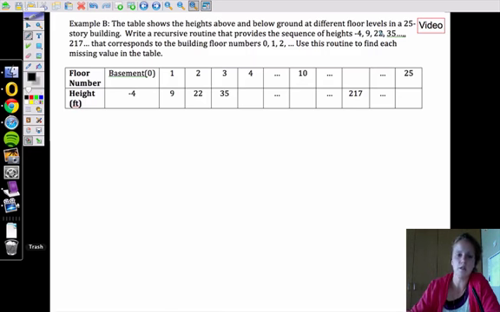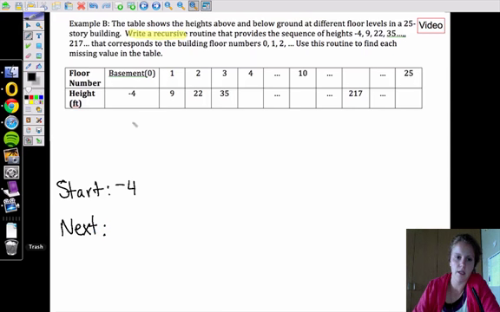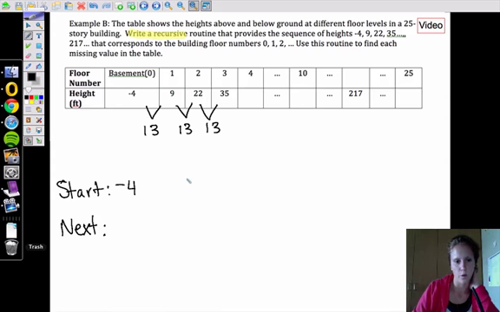So first we're asked to write a recursive routine. Never forget that. Sometimes in these wordy word problems we forget that they might have asked us a question at the beginning. I'm going to say that we start at -4. That's our 0th term. And then our next, let's look at our pattern here. Our next seems to be adding 13 each time as I'm looking at these numbers. 13 feet are added each floor. So our next is the previous plus 13.